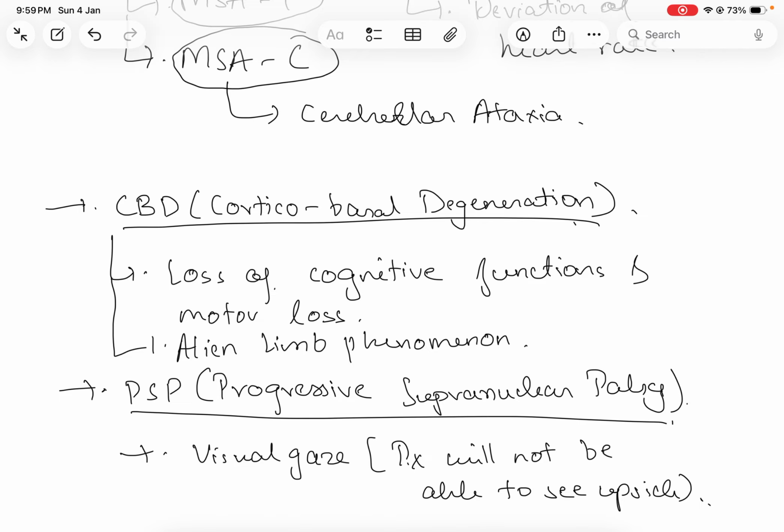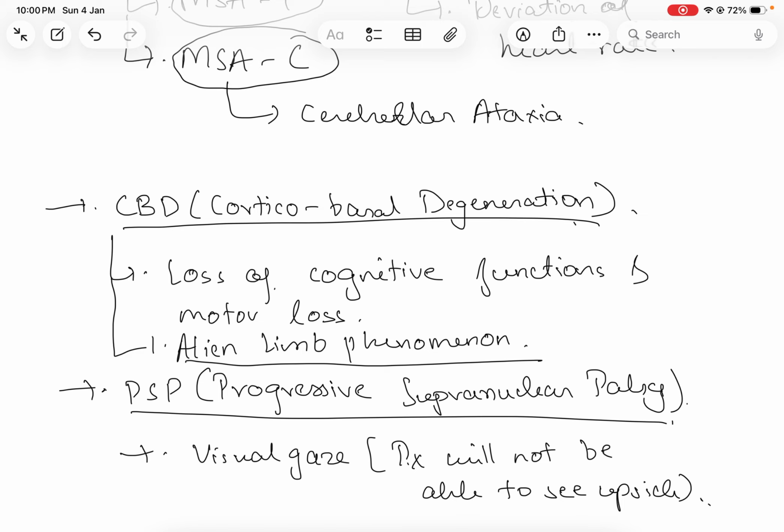Now coming up to corticobasal degeneration. In this case, there will be loss of cognitive functions and motor loss, and we usually come across the major symptom called alien limb phenomenon. This alien limb phenomenon plays a huge role in corticobasal degeneration, which is that if a patient comes to you and you're going to approach with a treatment, usually there will be asymmetric loss of movement in one limb.